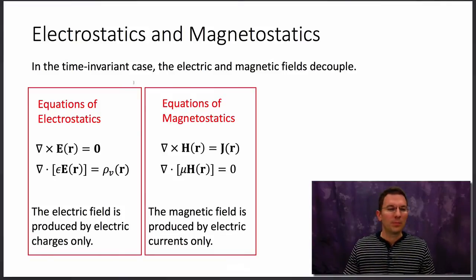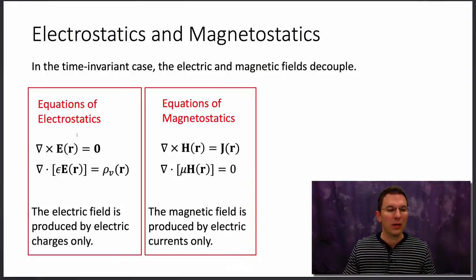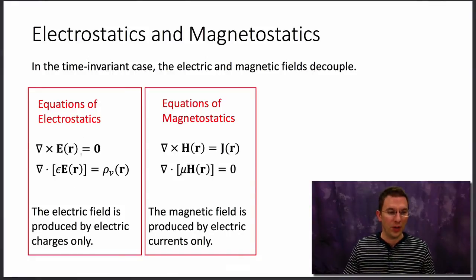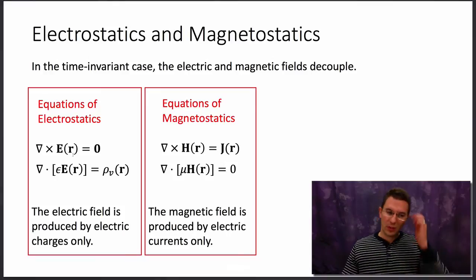What does that mean? Well, if we're interested in electrostatics, which is where we're going to be starting today, the two Maxwell's equations from the previous slide that involve the electric field are here. Okay, the curl of the electric field is 0 and it no longer depends on time, and the divergence of the permittivity times the electric field is equal to the charge density. Okay, the volume charge density. The electric field is only produced by electric charges. In other words, this charge distribution here produces the electric field.